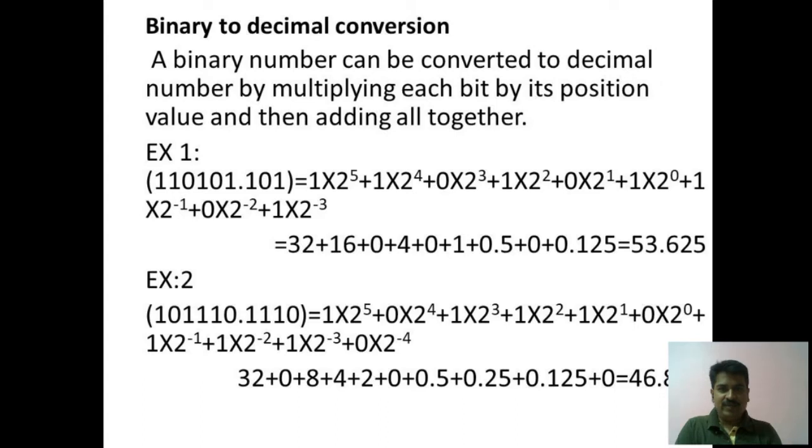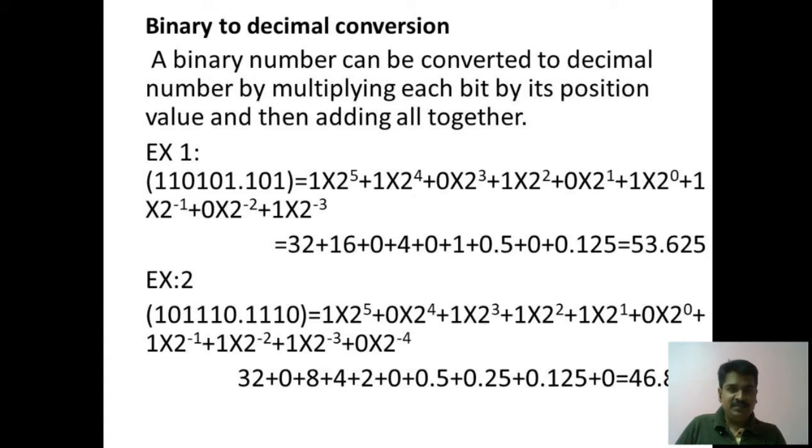Now this 1 is multiplied by 2 power 5, and the second digit is again 1 and that is multiplied by 2 power 4, and the third digit is 0, multiplied by its place value, 2 power 3. The fourth digit is 1, multiplied by 2 power 2, and the fifth digit is 0, multiplied by its weight, 2 power 1. The next digit is 1 and it is multiplied by 2 power 0.